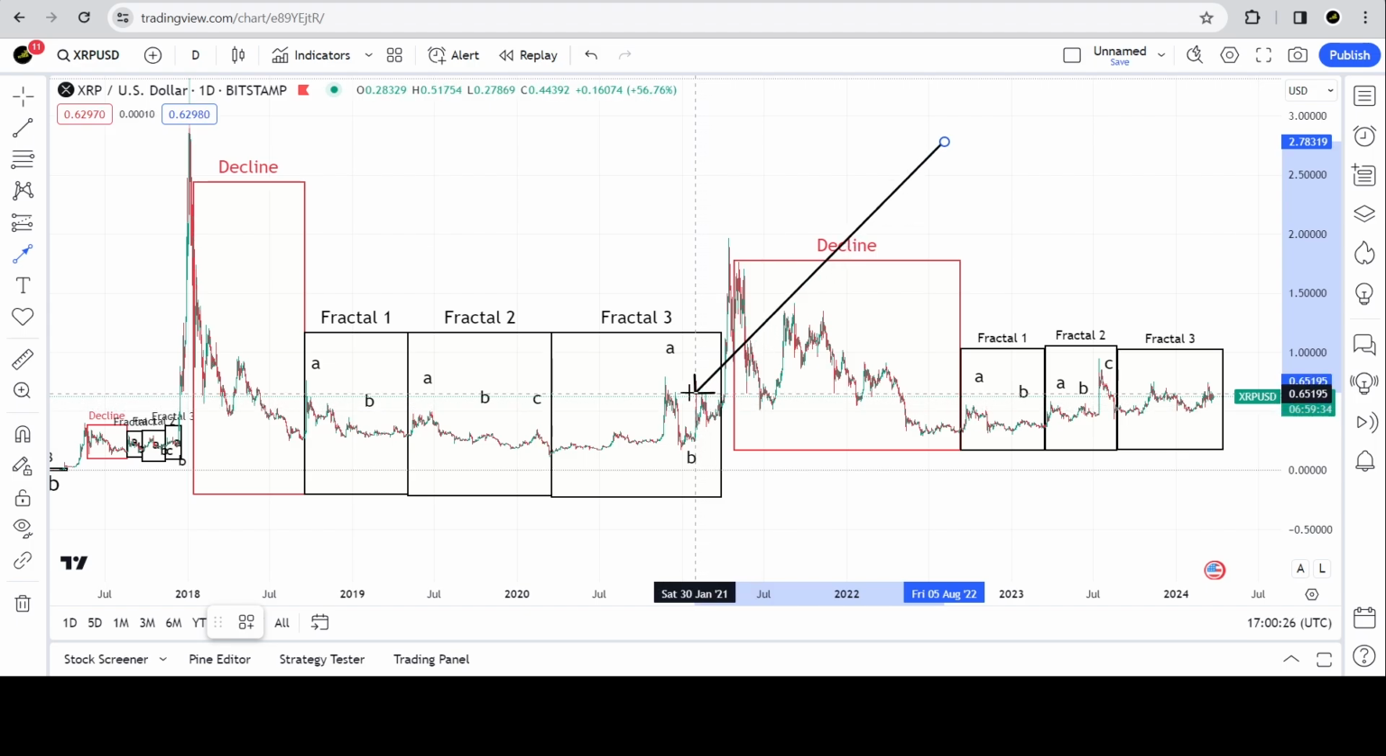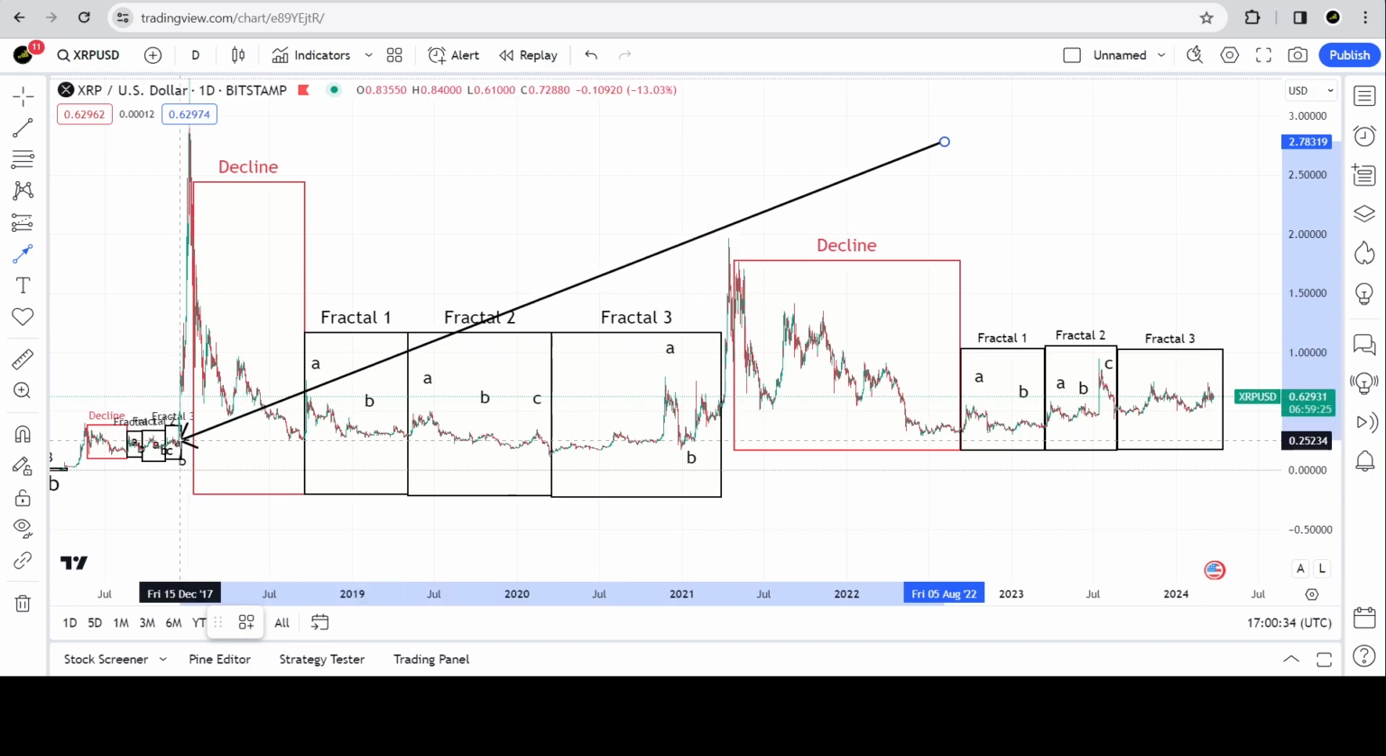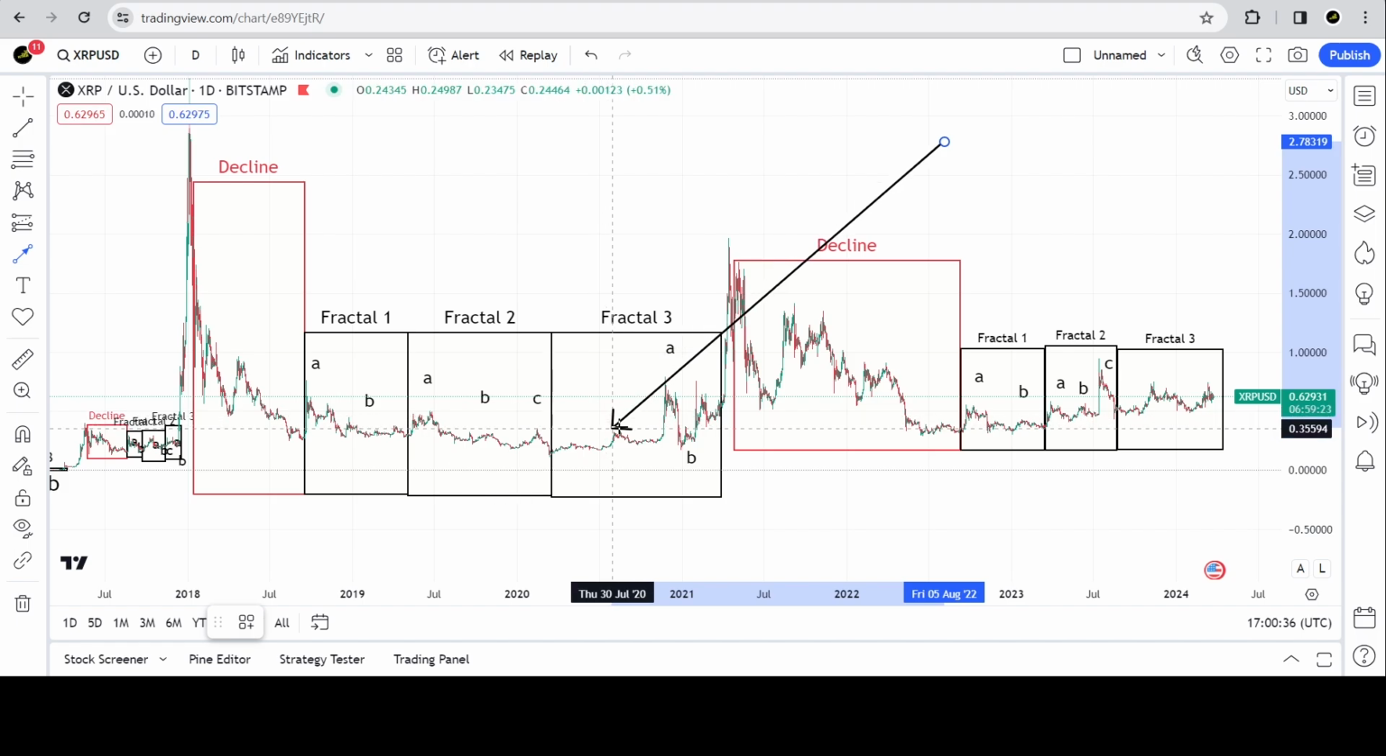Now, why did it skip this? That is something that is worth talking about. Well, first off, we noted the difference between this fractal 3 and this fractal 3. They look completely different.